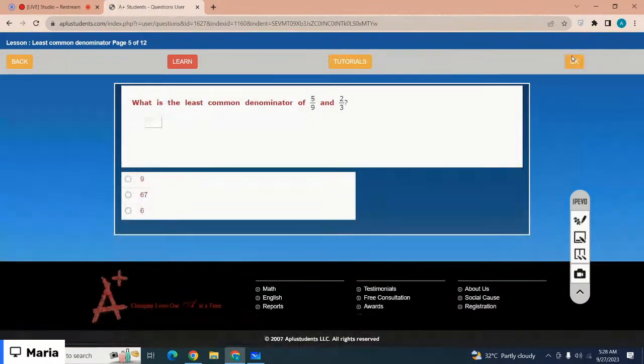5 by 9 and 2 by 3, which is the correct option? If you apply the trick, you don't have to write the multiples. That would be very, very easy. See here you have 3 and 9. We know that 3 times 3 makes 9. So the LCD is 9. Greater number means the greater denominator, right? That would be 9.